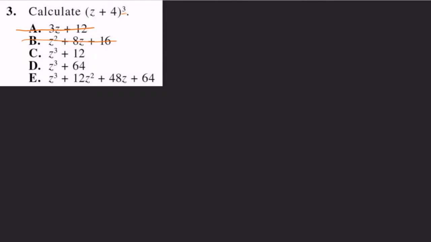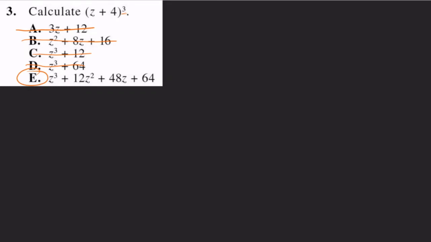Now, realistically, if this is the actual ACT, I'm going to go ahead and mark out C and D. Those are way too small. Notice this is a plus 4, so there's no opportunity for anything to cancel out. So there needs to be more terms in it. So before we even work it out, we're going to know what the answer is. It's going to be E. That's an easy one based on the answer choices. But let's go ahead and begin to work it out.